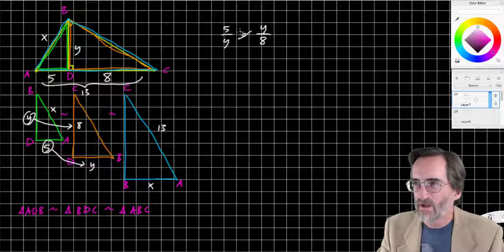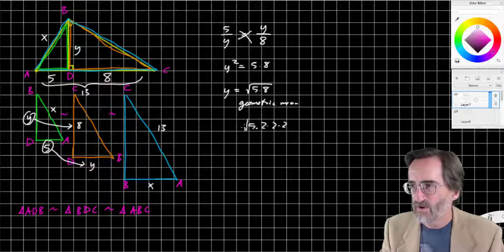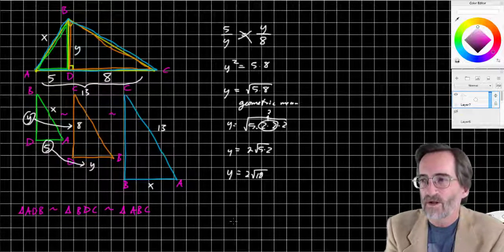Cross multiply. Y squared is 5 times 8. Square root, Y is the square root of 5 times 8. And by the way, this is called the geometric mean. Okay, now 5 times 8 is 5 times 2 times 2 times 2. Take out a pair of 2's. So Y is 2 square root 5 times 2, or Y is 2 root 10, if we gave it exact. If we gave it rounded, we could use a calculator. Okay, so that's what Y is.